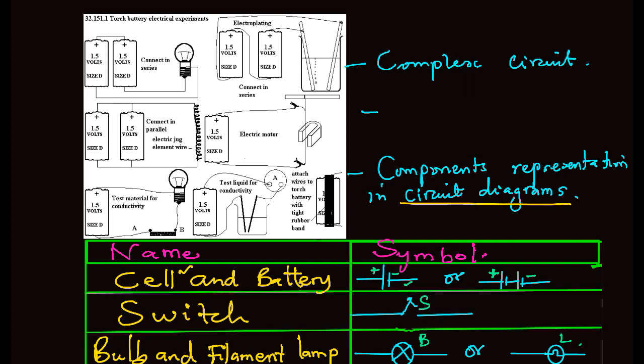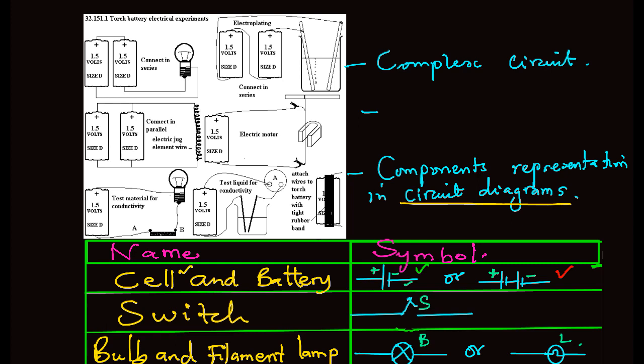So in this case, we have a cell and we also have a battery. So a battery consists of two or more cells connected end to end in series. We'll talk about types of connections later in the topic.